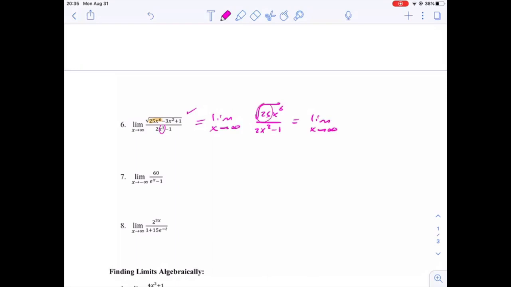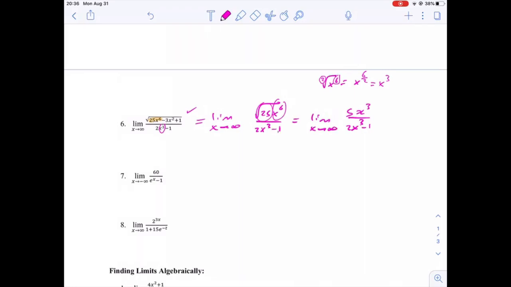What is square root of 25? It's 5. What's square root of x to the 6? Square root of x to the 6 is x to, now we can write this without using the square root notation. So the inner power is 6. And the outer power, which is the index of the square root, is 2. 6 over 2 is 3. So we have 5x cubed over 2x cubed minus 1. Actually, we don't need negative 1. We can just pay attention to the x with the highest power, I mean the leading term. From the denominator, we don't need to pay attention to negative 1. So the negative 1 will not affect anything.